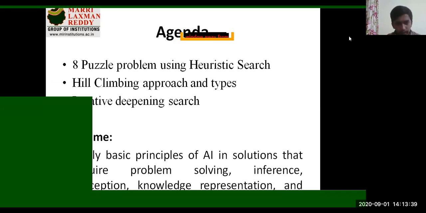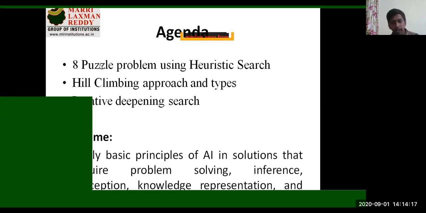Today we'll be starting discussing these topics, guys. So today's agenda is to discuss the 8 puzzle problem using heuristic search method. Previously I have explained what the heuristic search method is, and as part of that we also have discussed different types of heuristic search techniques. Today we'll be seeing an example of how we will be solving the 8 puzzle problem using heuristic search method.